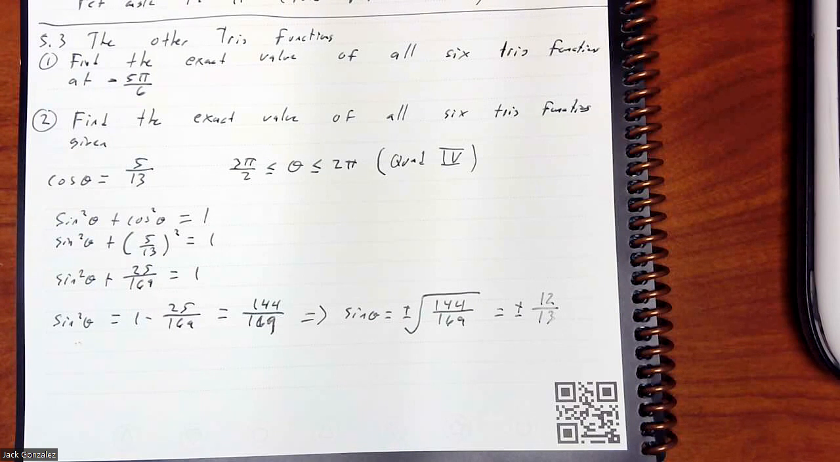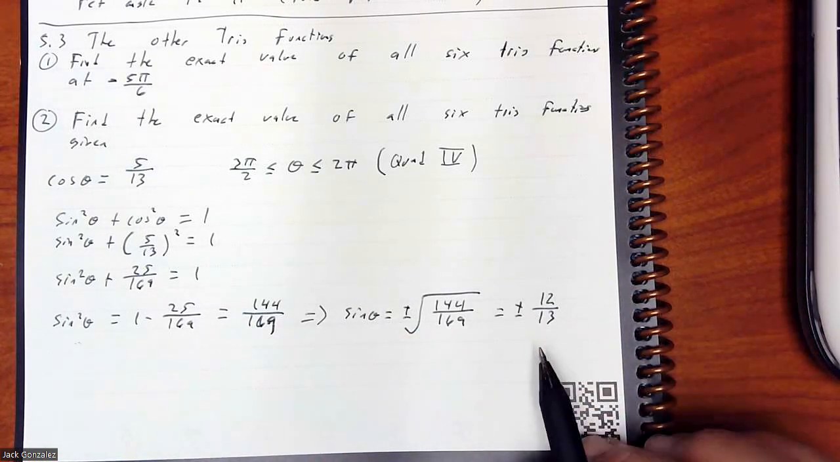I skipped some steps here, but you see what I'm doing, right? We're just solving for sine. That's it. Plug in cosine, move this over, square root both sides. You need an LCD of 169, so 169 over 169 minus 25 is 144. You can do that on your calculator if you want to.